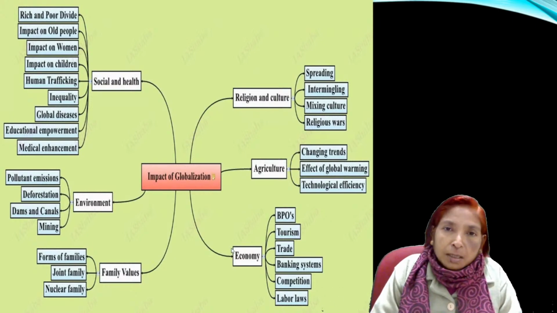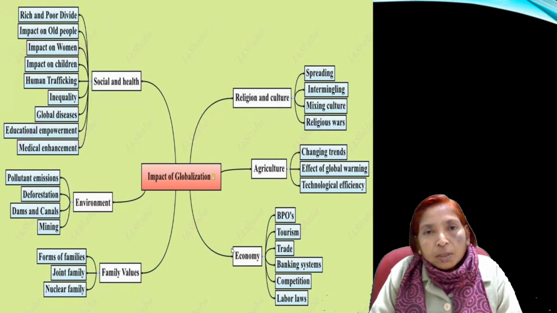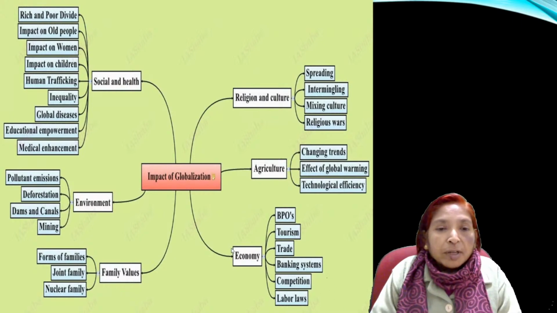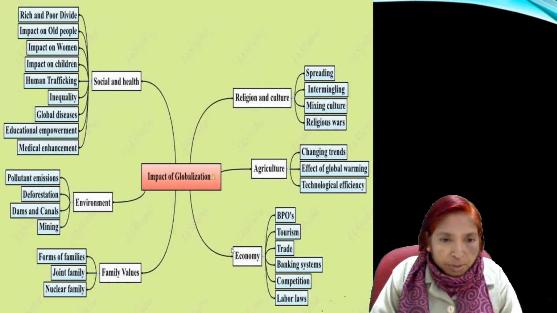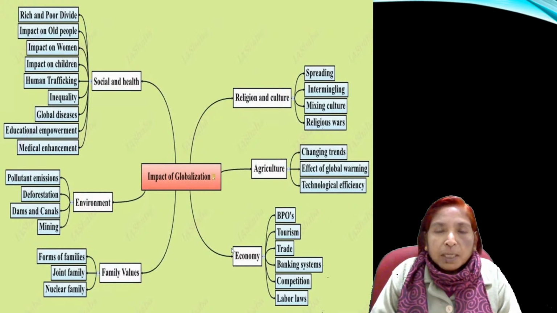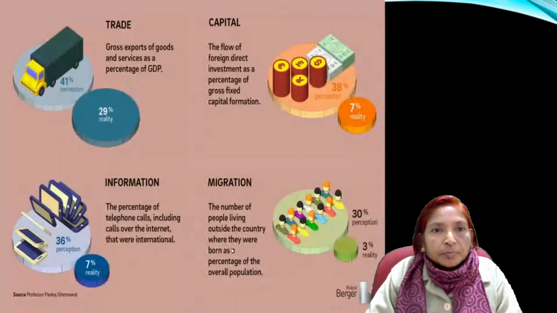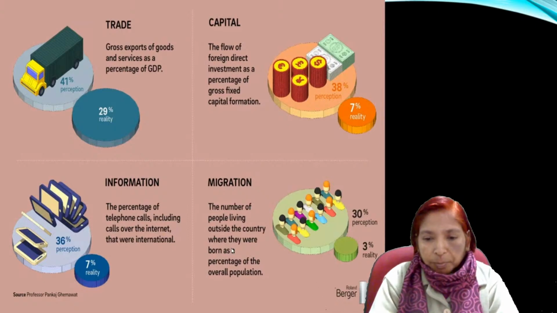enhancement is also improving. So there is some positive impact and some negative impact of globalization all over the world and in different aspects like religion and culture, agriculture, economy, social and health, environment, and family values. These are the different dimensions of the impact of globalization. Next is trade, capital, information, and migration.